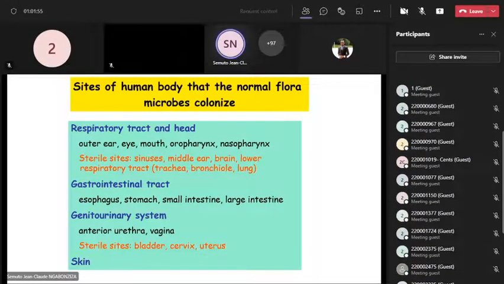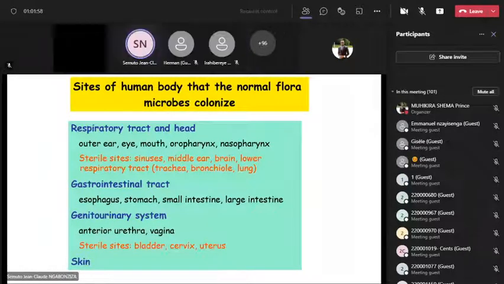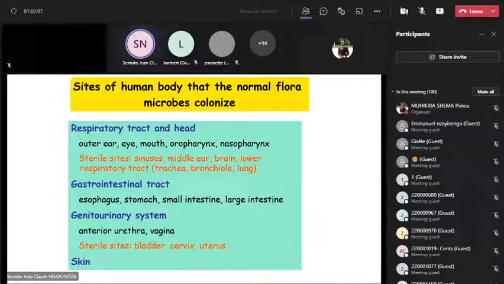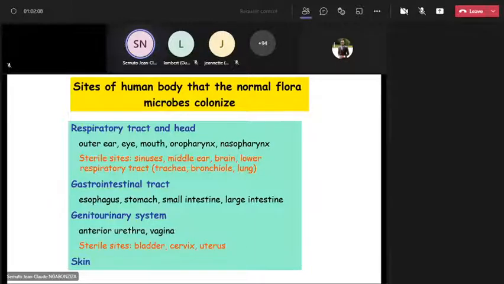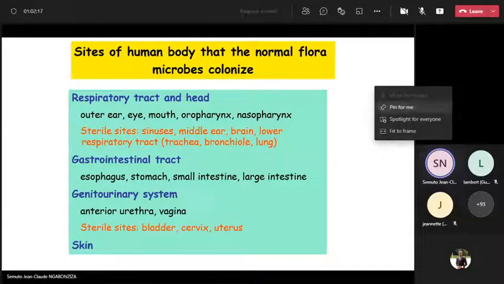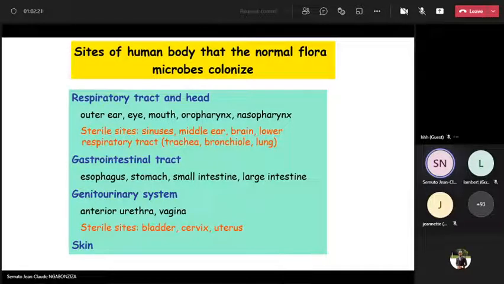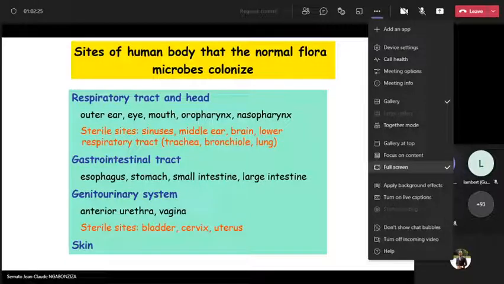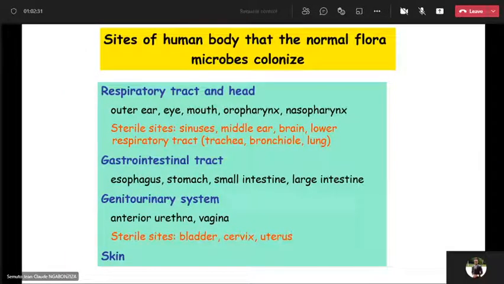Thank you. So, the sites of the human body that normal flora microbes can colonize. In the respiratory tract and head, we have the outer ear, the mouth, pharynx, and nasopharynx. But the sinuses, middle ear, brain, and lower respiratory tract are always sterile. There is no microbe there: lungs, bronchi, trachea. If they are there, then it is a big problem. The gastrointestinal tract is always full of microbes. The genitourinary system also has a large number of normal flora, except the bladder, cervix, and uterus. And our skin is really a site of diverse normal flora.